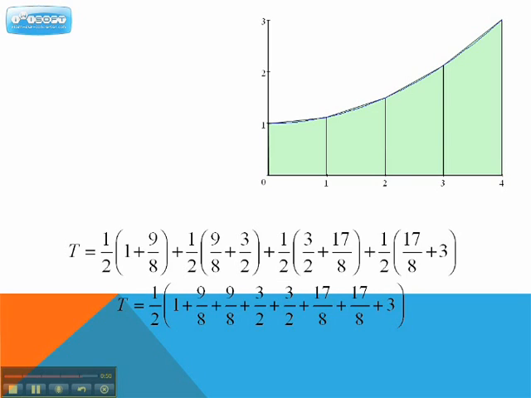So if I factor the 1/2 out, as well as the height, which is just 1, then I would have 1 plus 9/8 plus 9/8 plus 3/2 plus 3/2 plus 17/8 plus 17/8 plus 3. So the middle guys are all doubled. The end guys are on their own. We get 1/2 times 27/2, which is 27/4, which is 6.75, which we found before to be the average of LRAM and RRAM.